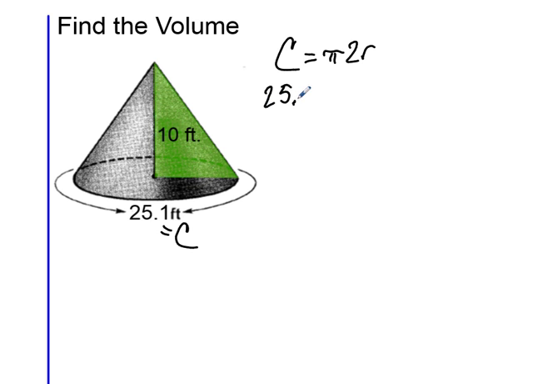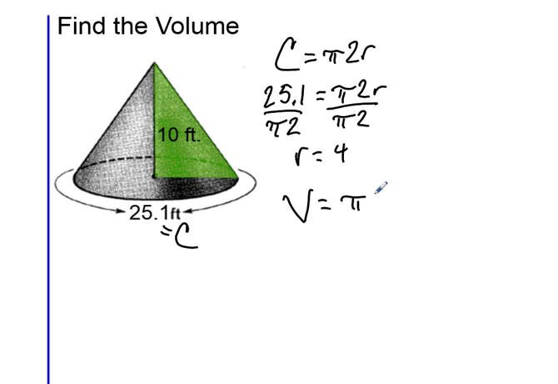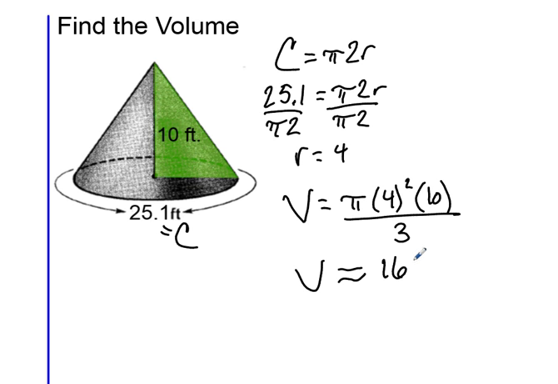I'm going to plug the 25.1 into the circumference spot, pi times 2 times r, and now let's divide both sides by pi and 2. Divide 25.1 by pi and 2. So let's type this into our calculators, and I get a radius of approximately 4. So now it's time to plug this into our volume formula. Pi times 4 squared times the height of 10 divided by 3. And our volume is approximately 167.6 feet cubed.